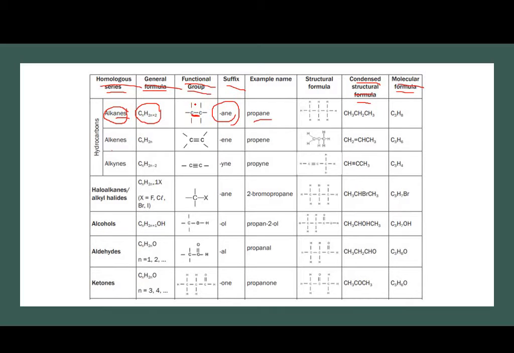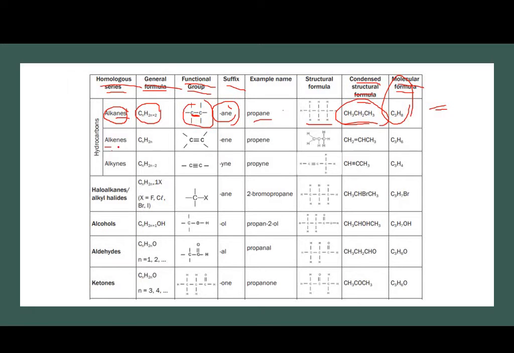So this is the functional group. I really advise you to know also the functional group and also the suffix. And then we have the example name, which is propane. As you can see, propane contains 3 carbon atoms and 8 hydrogen atoms. So this is the condensed structural formula. This condensed structural formula doesn't contain double bonds, right? There are only single bonds, and this one is the molecular formula for an alkane.